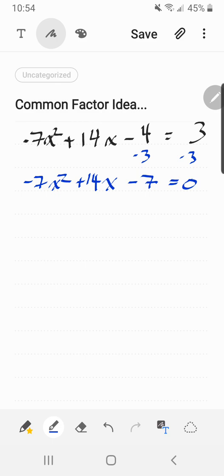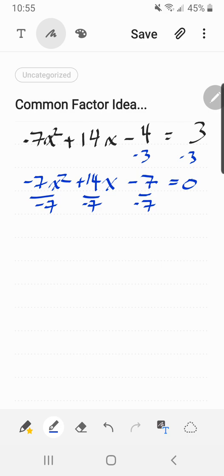In order to make our life easy, what you want to do is look at the number that's sitting in front of the x squared term. Because there's a number sitting in front, it gives you an idea that you might be able to divide all of the numbers that follow it by that number. In this case, I'm going to divide everything by -7. Each one of those numbers I can divide by -7.